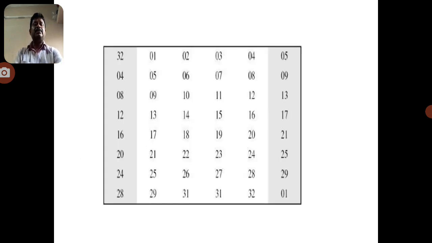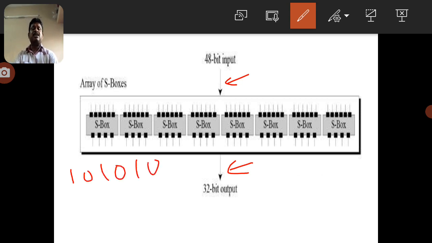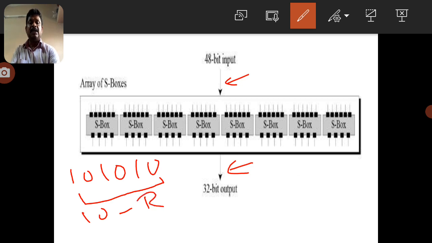In what way is it converted? This is a very important concept in DES. Suppose the bits are 1 0 1 0 1 0. The 6 bits are taken as input. The first and last bits are treated as the row, that is 1 and 0. The middle 4 bits are treated as the column, that is 0 1 0 1. What is the value of 1 0? The value is 2. And what is the value of 0 1 0 1? Its value is 5. That means the second row and fifth column.